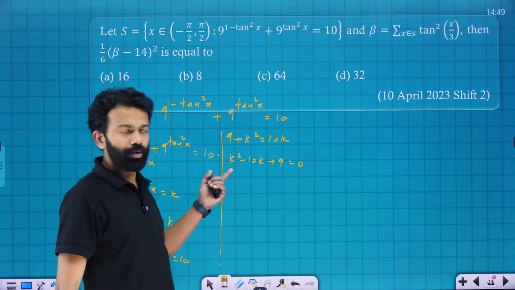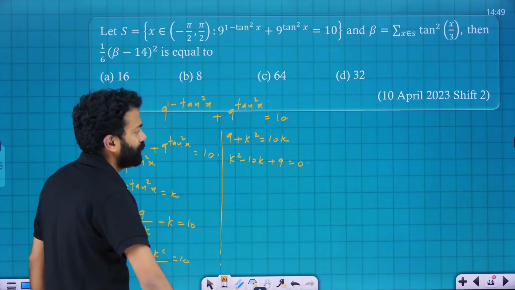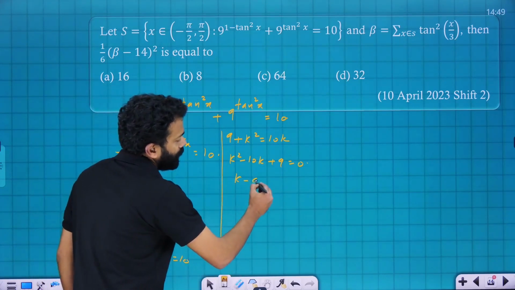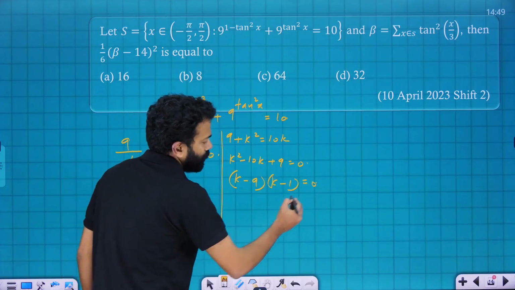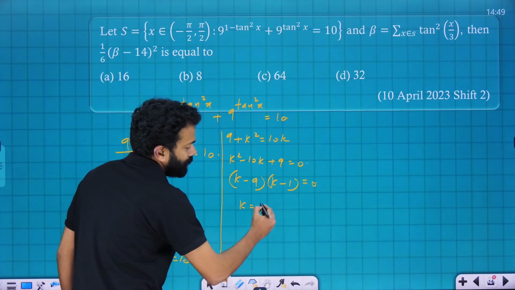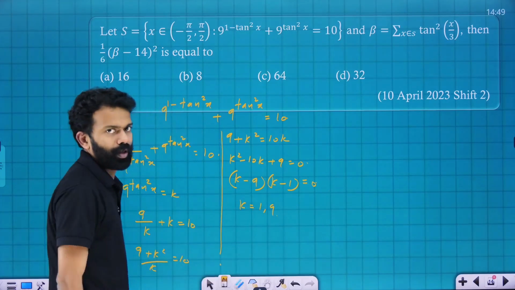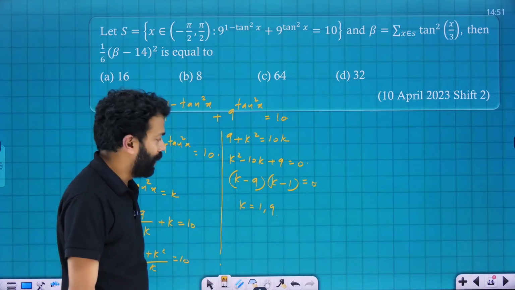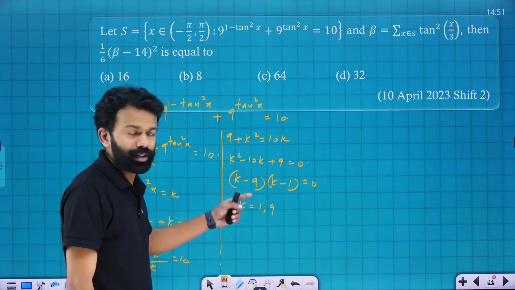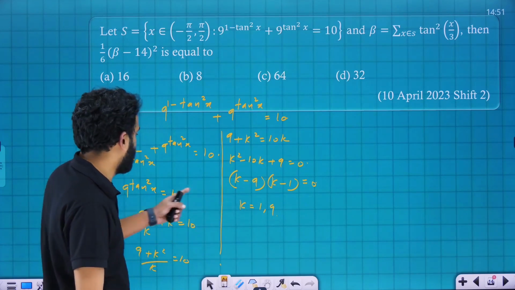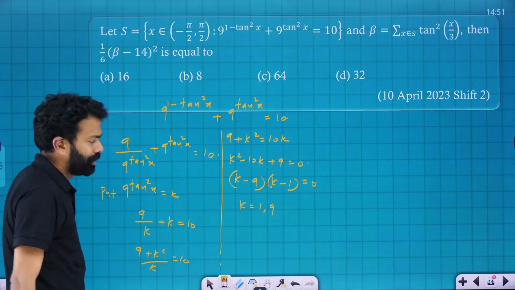Next one. So how are you going to solve this quadratic equation? It will be (k minus 9) and you can factorize it into (k minus 1) is equal to 0. Therefore, two values of k, that is k is equal to 1 and 9. Now you got two values for k after solving this quadratic equation. Now we can substitute the original value for k. What is k actually? 9 raised to tan square x.